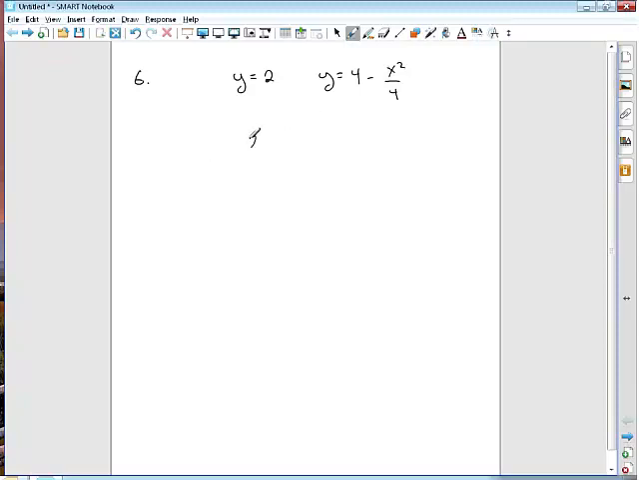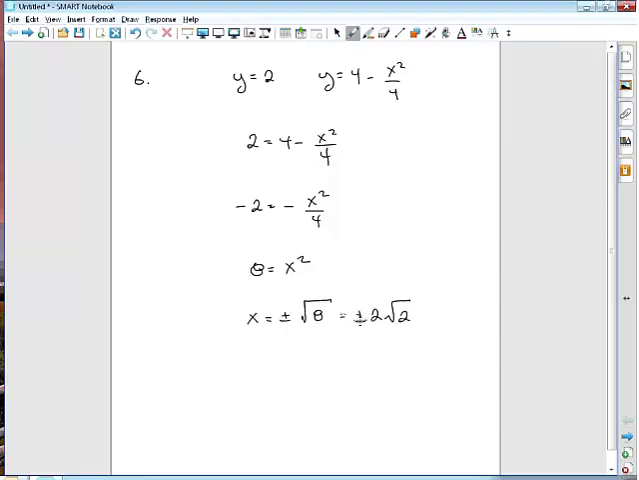We showed in the study session that we find the limits of integration by setting these equal to each other and solving for the values of x where this equality goes to 0, and that's when the two curves intersect. So if we subtract 4 from both sides, we get negative 2 is equal to minus x squared over 4. If you multiply by negative 4, you get 8 is equal to x squared, and therefore x is equal to plus or minus the square root of 8, which is also plus or minus 2 times the square root of 2.